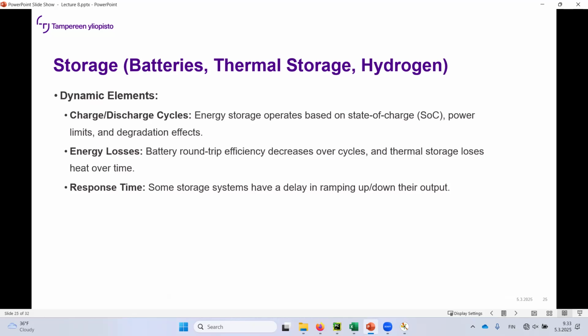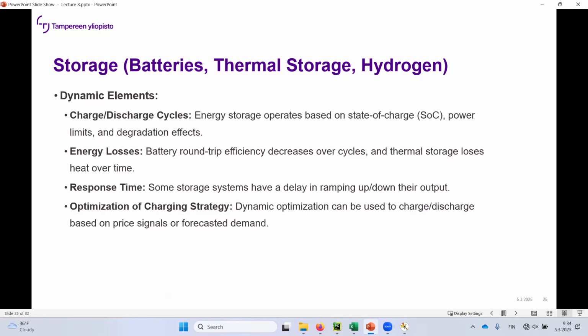So that's something that you have to take into account, and that makes this battery storage calculation in essence already a kind of dynamic model, but you can take into account these minute details that make it a bit more dynamic. Response time: some storage systems have a delay in ramping up and down their output. And optimization of charging strategy.